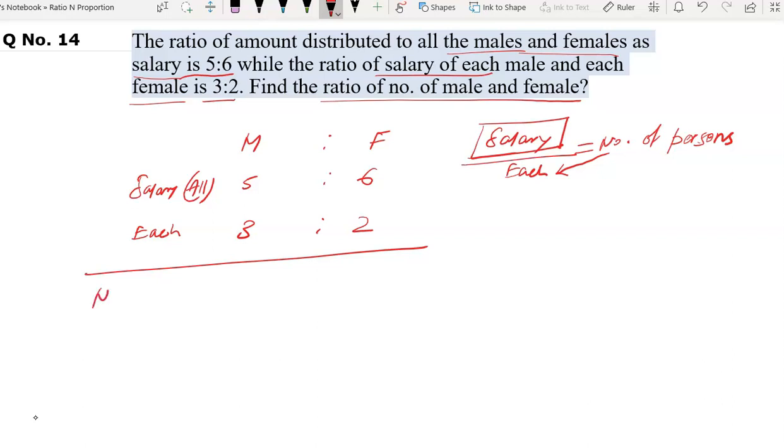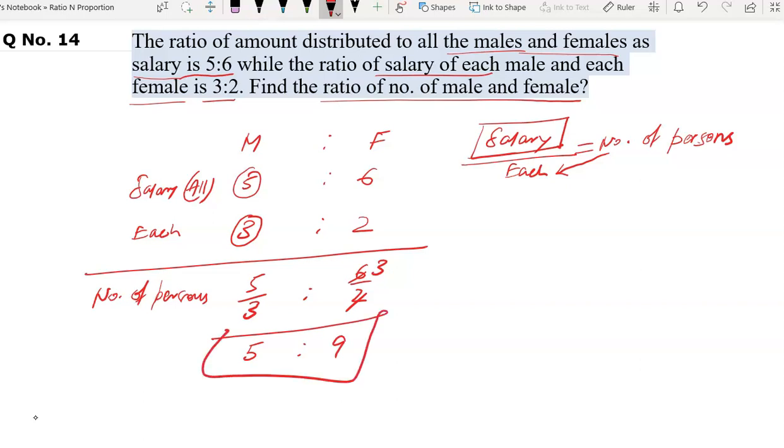So in order to find the number of persons, what we will do? We will divide this by this, salary of all by each. So 5 divided by 3, and here it's 6 divided by 2. This will give us 3. So the ratio of male is to female will be how much? 5:9, and this is our answer.